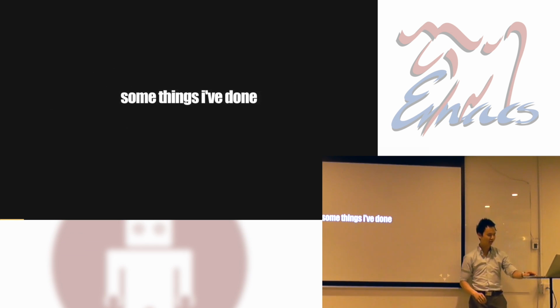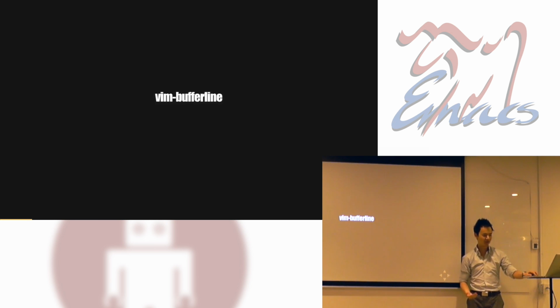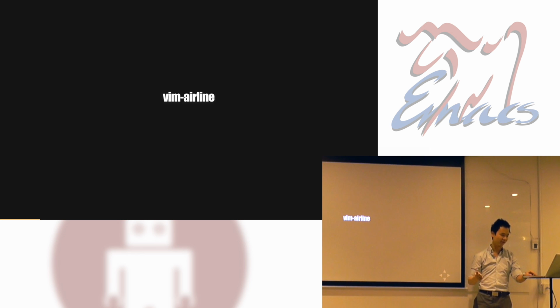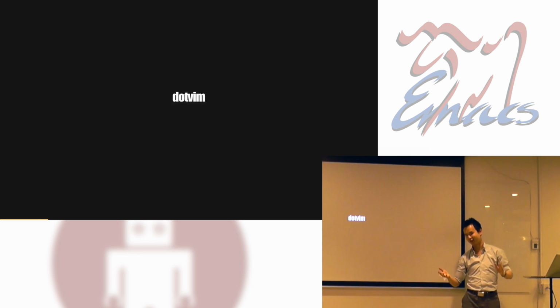Some things that I've done. So I'm the author of Vim Bufferline. It's a very simple plugin for Vim that just shows you all of the buffers that you have open on the command bar. And then shortly after I wrote that, I wrote Vim Airline, which is one of the most popular status tagging plugins available for Vim. And then of course, as with any person that uses Vim or Emacs, they have their own config. So I have mine. It's called name.vim, very original name.